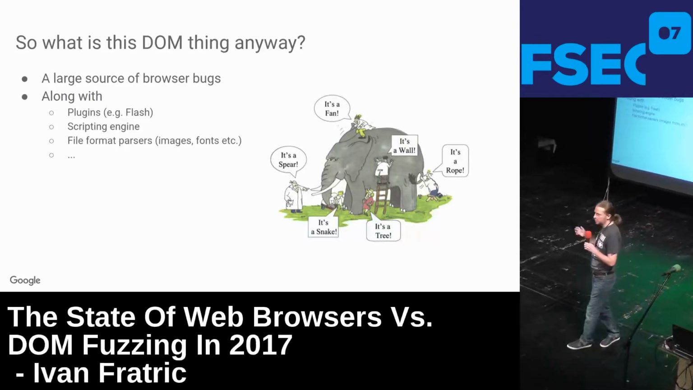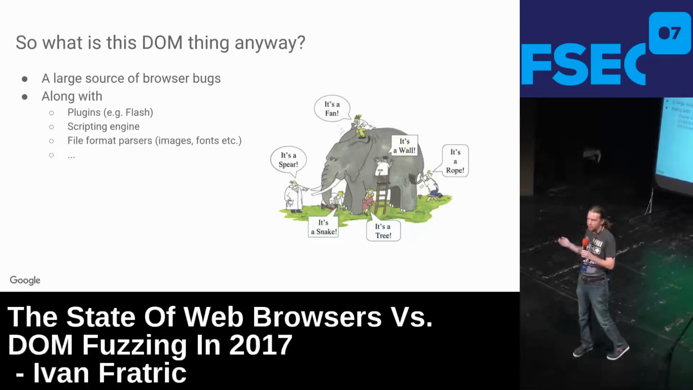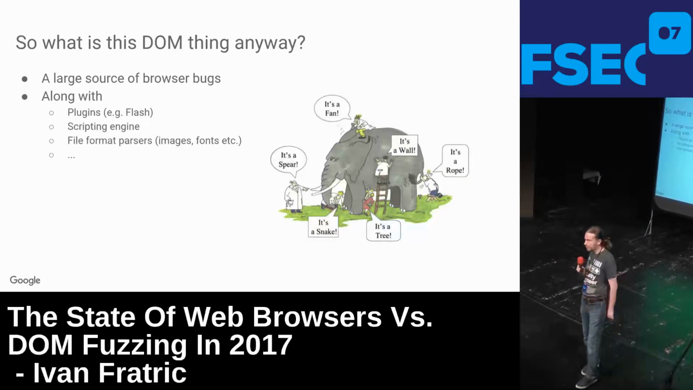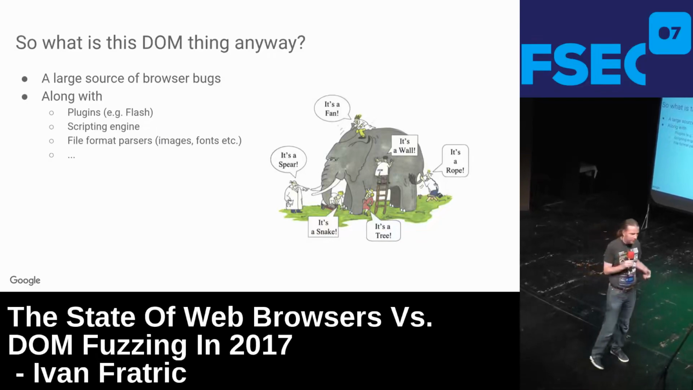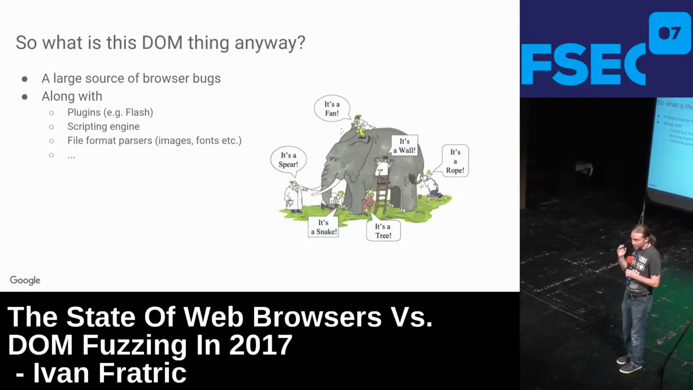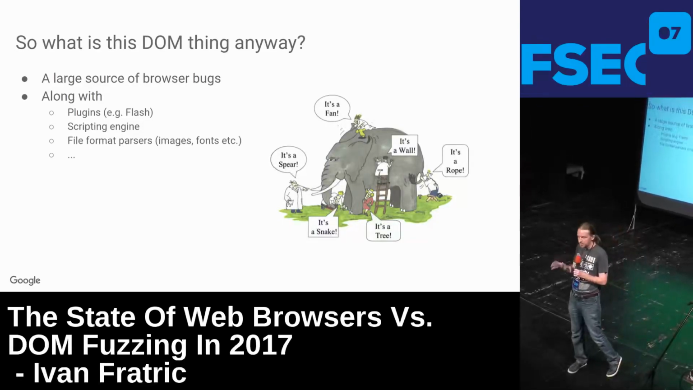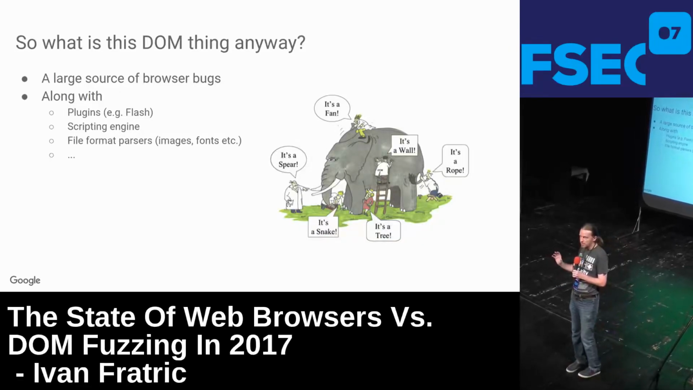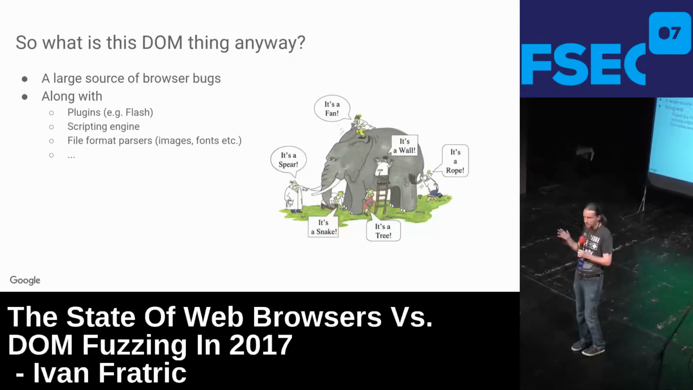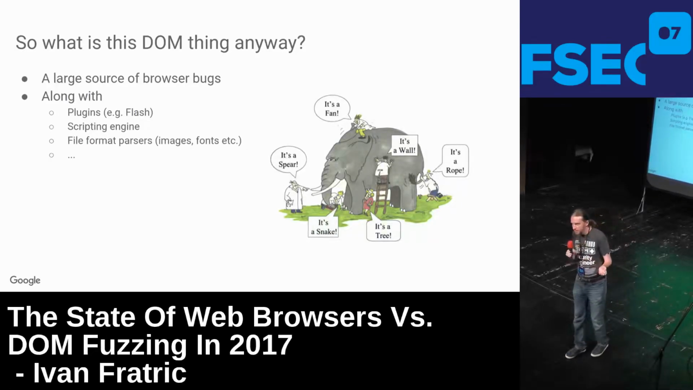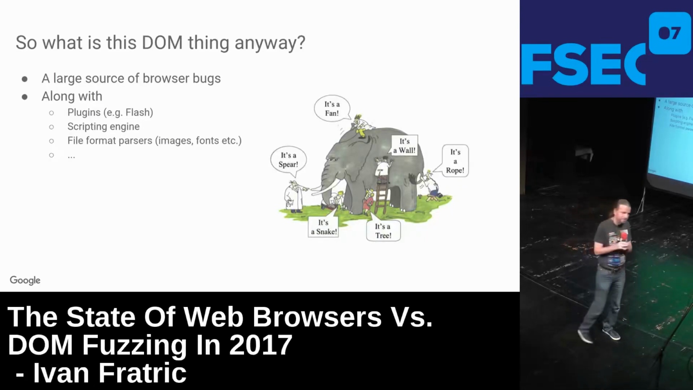And historically, DOM engines have been a great source of browser vulnerabilities. And that is, of course, not to say that they have been the only source of web browser vulnerabilities. In fact, there have been many others, such as plugins, scripting engines, etc. So keep that in mind throughout this presentation, that you won't really get the whole picture of browser security. You're going to get only information about a part of it. So in fact, you might not see the whole elephant. You might see a significant part of the elephant, perhaps the trunk, but not the whole elephant.